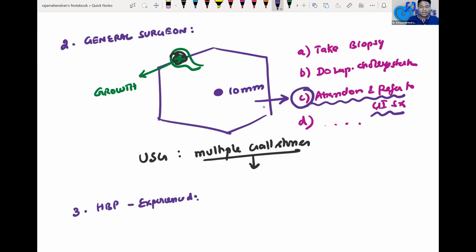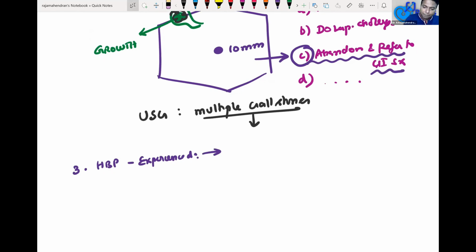Experienced with liver resection, you are already a hepatobiliary pancreatic surgeon who can do a liver resection. What will you do? As a hepatobiliary surgeon, I will not abandon the procedure. I will convert from laparoscopic to open. Please remember, convert laparoscopic to open technique. So this is the next step.